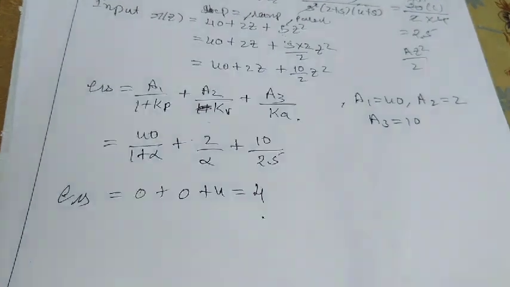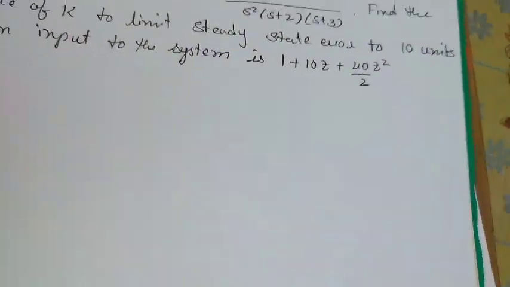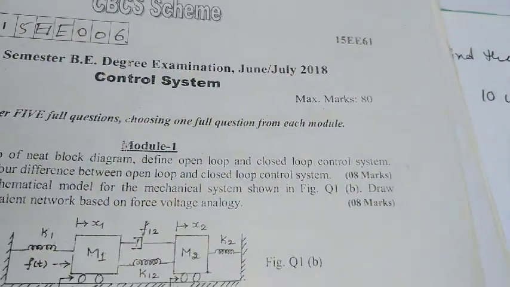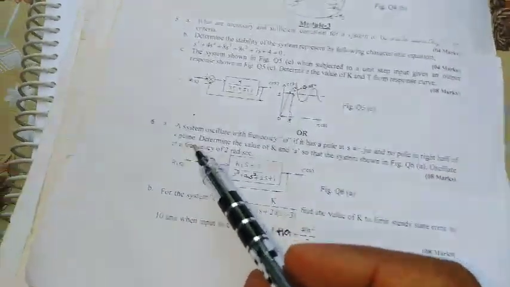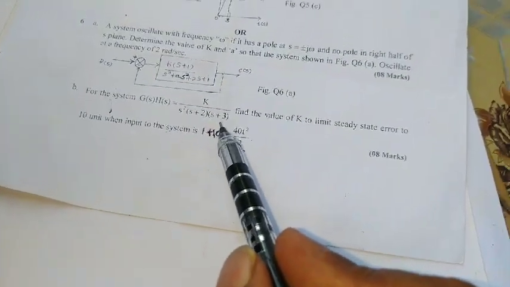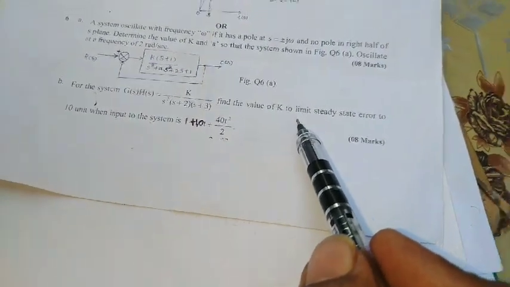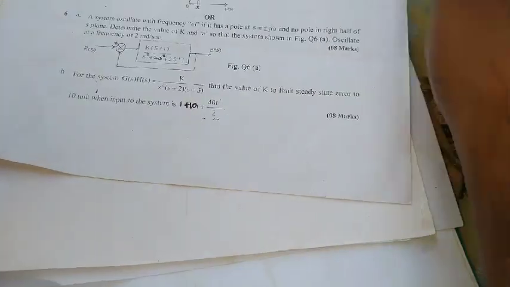So one more problem we'll do. This is a problem from a University question paper, 2018 July question paper, in module 3, question number 6b. For G of s H of s equal to K by s square into s plus 2 into s plus 3, find the value of K for the steady state error to be 10 units when the input is 1 plus 10t plus 40t square by 2.